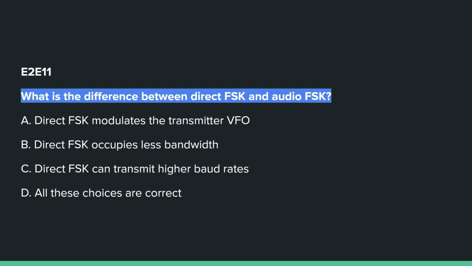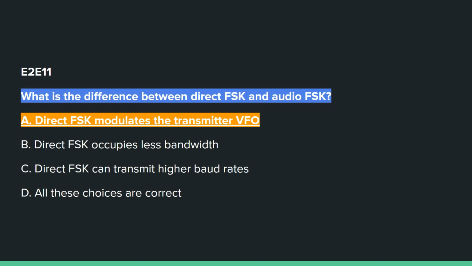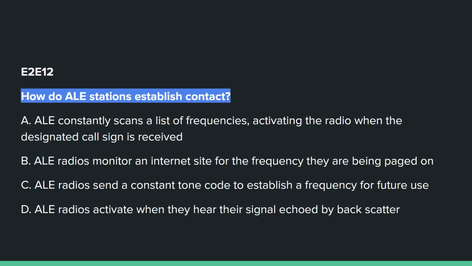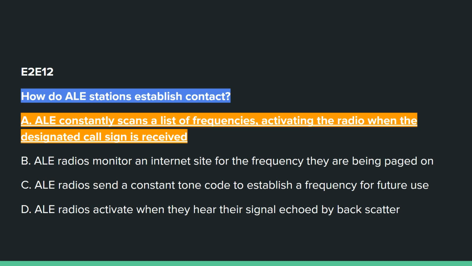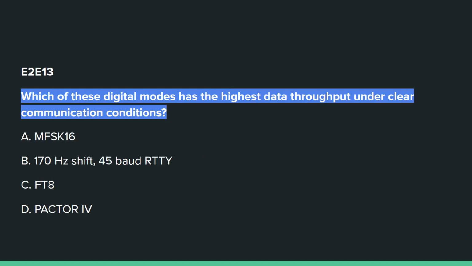E2E11, what is the difference between direct FSK and audio FSK? A, direct FSK modulates the transmitter VFO. E2E12, how do ALE stations establish contacts? A, ALE constantly scans a list of frequencies activating the radio when the designated call sign is received. E2E13, which of these digital modes has the highest data throughput under clear communication conditions? That's D, PACTOR 4.